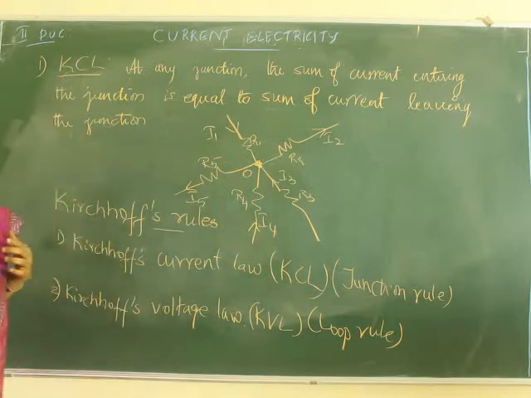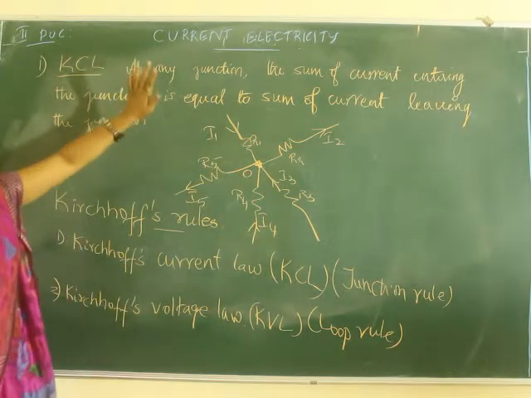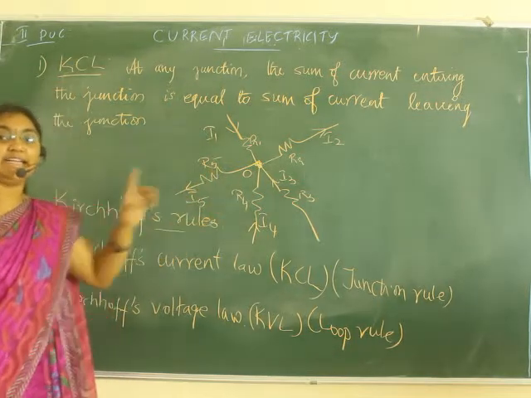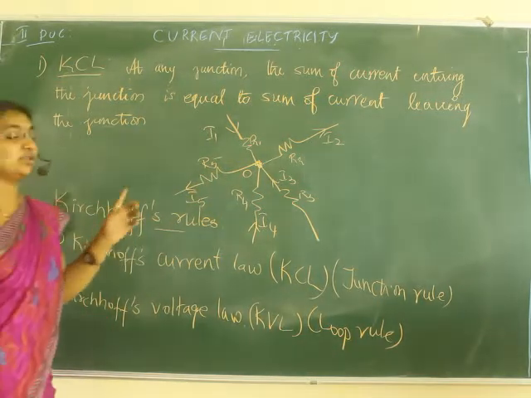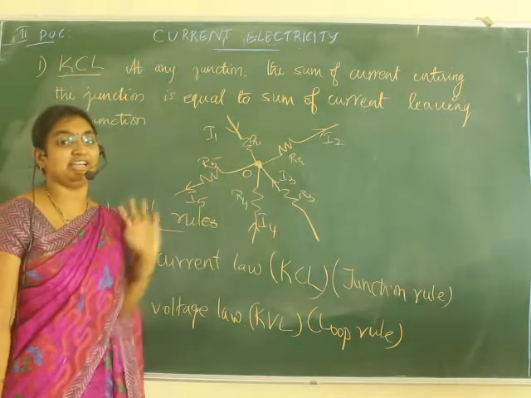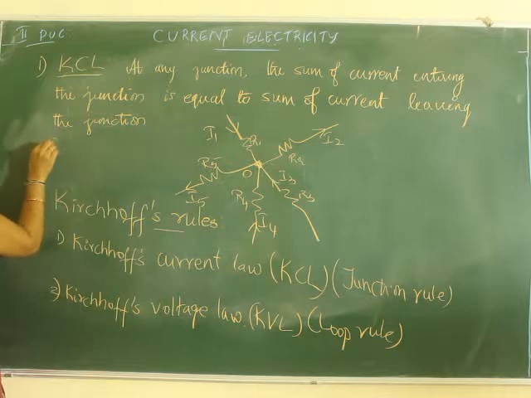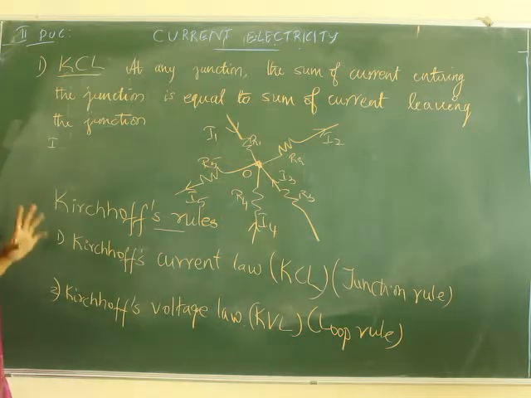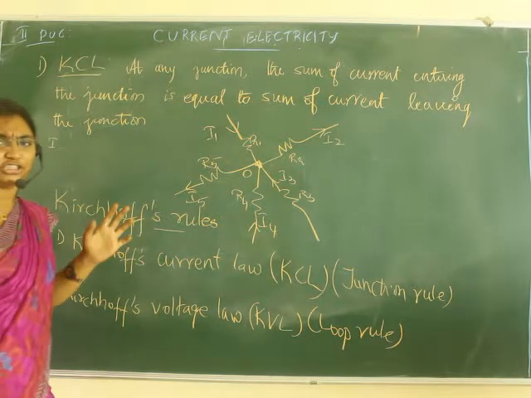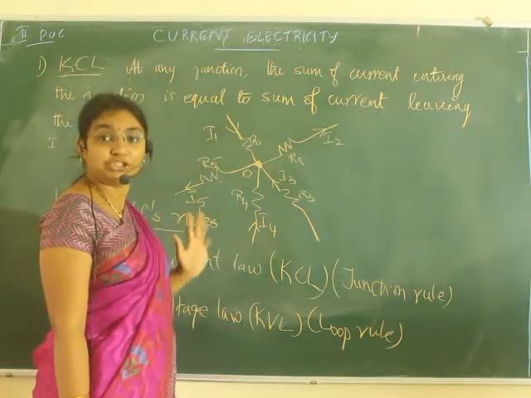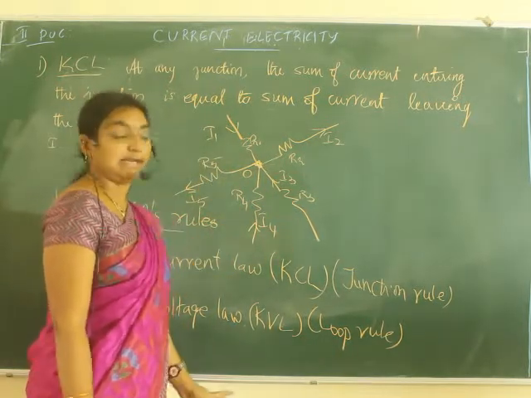Okay. So, according to KCL or junction rule, sum of the current entering the junction is equal to sum of current leaving the junction. Correct? So, can I write? I will take entering as positive, leaving as negative for the convention purpose. Because of the direction of the current, we will call the incoming current positive. Outgoing current, we will call it negative.